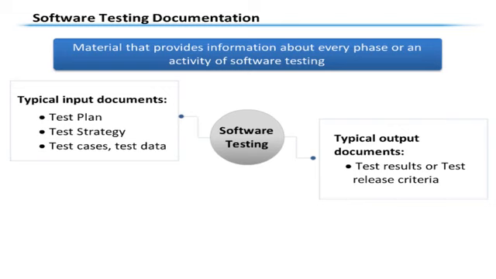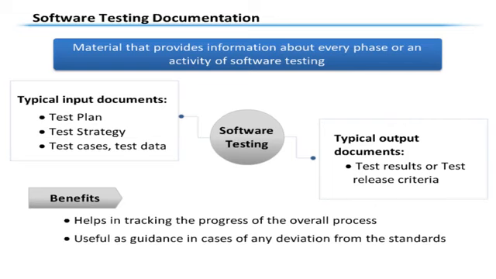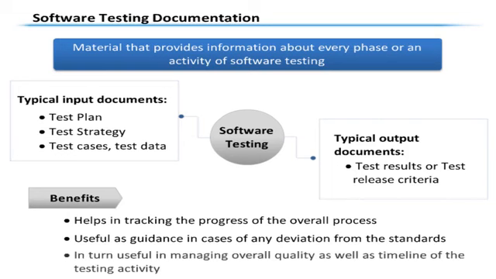Some may feel that software testing documentation is a redundant activity, but let's see why this documentation is needed. Software testing documentation helps in tracking the progress of the overall testing process. It proves to be useful as guidance in cases of any deviation from the standards. In turn, it's useful in managing the overall quality, as well as timeline of the testing activity. So, we can say that software testing documentation is a useful activity. Let's take a look at the plan.